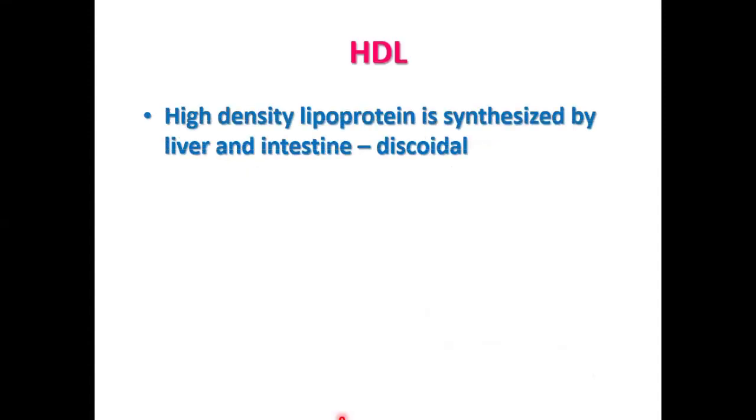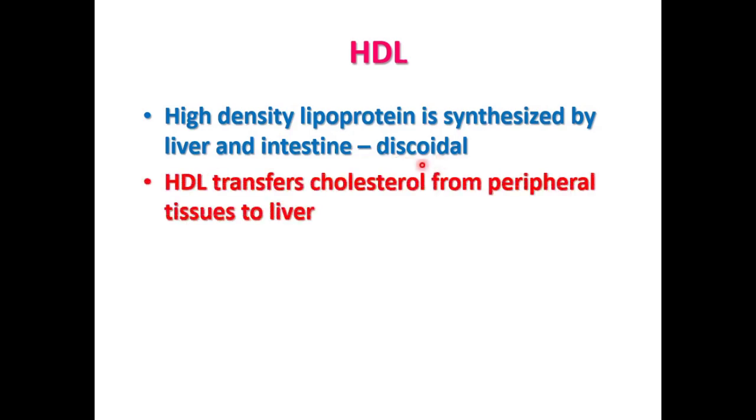High density lipoprotein is synthesized by liver and intestine, and as they are discoid in shape, they are known as the discoidal HDL. HDL transfers cholesterol from peripheral tissues to liver. So let's see how it does.